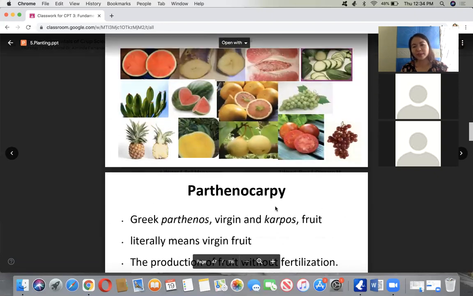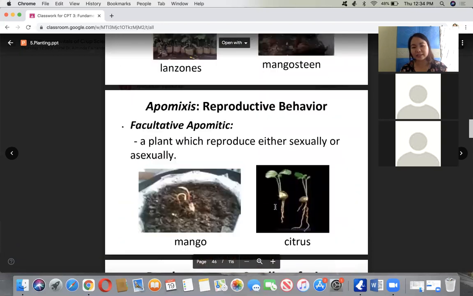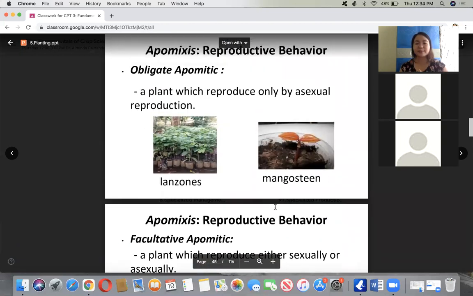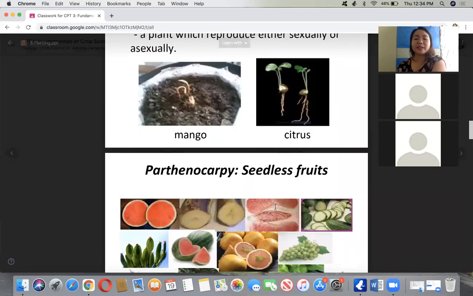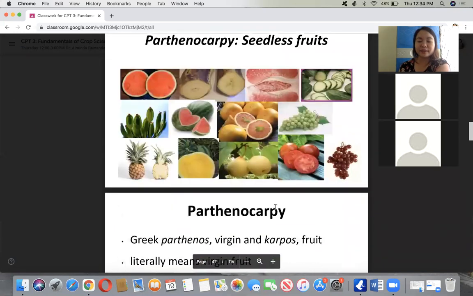So do you have any questions or comments regarding this? Have you heard these words before, apomictic and parthenocarpic? Oliver?